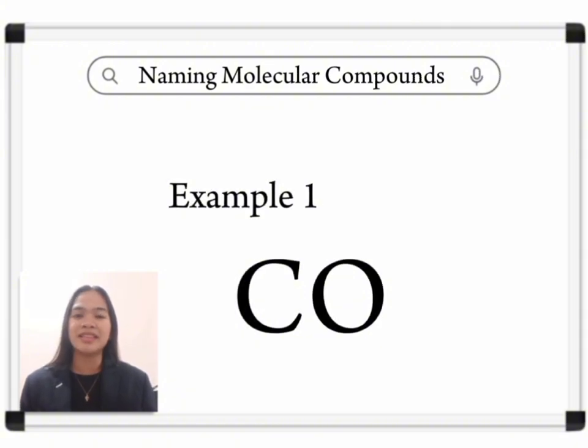This compound contains one carbon atom and one oxygen atom. We do not use mono for the first element, carbon. For the second element, we use mono and change oxygen to oxide. The correct name is carbon monoxide.